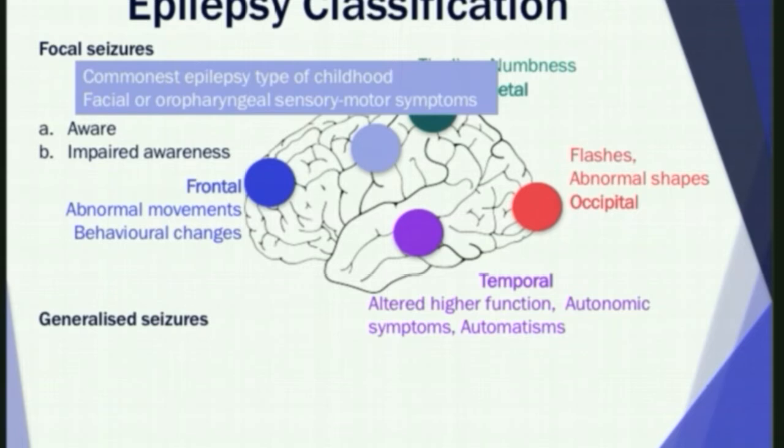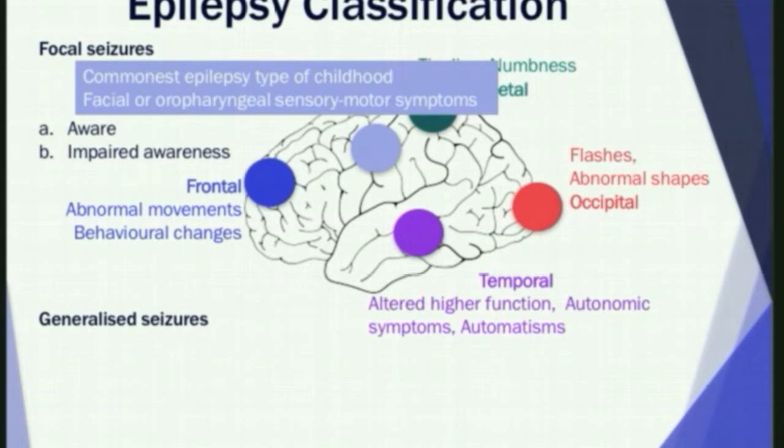The presentation includes facial or oropharyngeal sensory motor symptoms, which means either facial twitching or lip smacking or hypersalivation and drooling, or facial numbness or tingling. Primarily, these symptoms come up at night, and the parents would observe the kid soon after the kid goes to sleep, but it can also happen during the day as well.